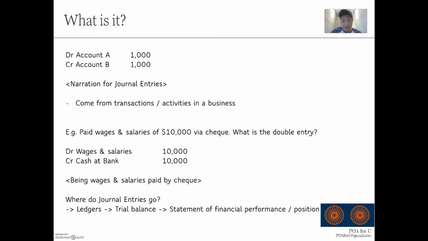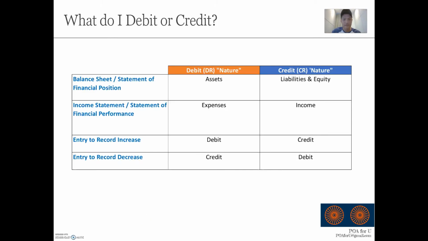Oh, before I do that, I've got one last thing. Where do journal entries go? After you debit this and credit this, it goes into individual ledgers. So the wages and salaries ledger, the cash at bank ledger, and all the different ledgers would then move into the trial balance, and all the balances in the trial balance would then move into the statement of financial performance or position. This was covered extensively in my POA fundamentals, the big picture video, so go watch that.